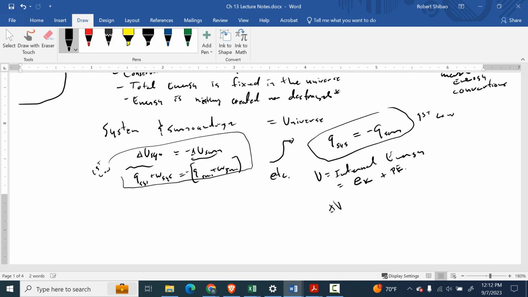Delta U is the change in internal energy. That's equal to the change in kinetic energy plus the change in potential energy. And that change is going to manifest. So if we're losing energy, it could be that we're losing energy in heat and/or work. So we can lose energy in the form of heat and/or work to the surroundings. So we could have an exchange.